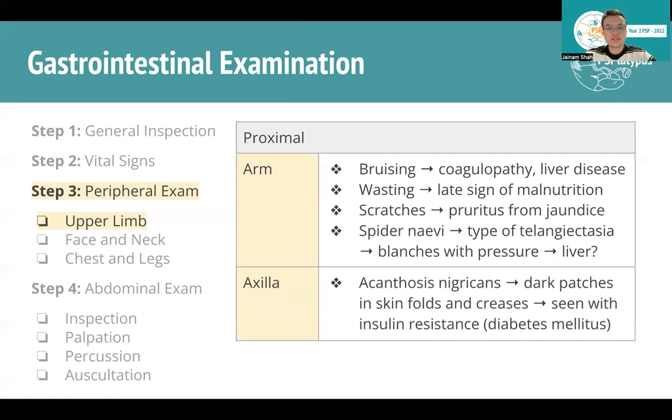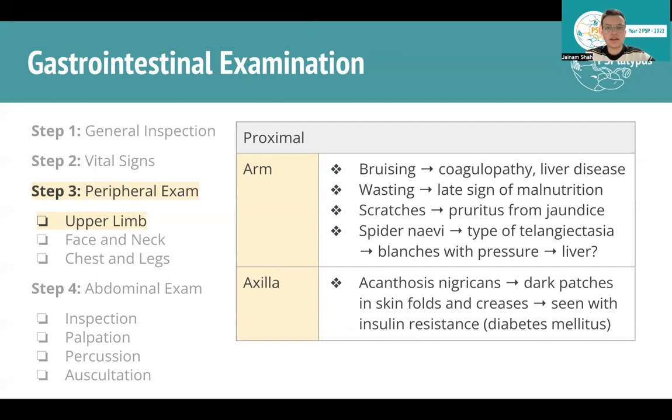Then with spider nevi, again, have a look at this because it's exactly what it sounds like. You've got this sort of red spot in the middle, and you've got little red legs that come off of the central spot. And that's why it's called a spider nevi, because it looks kind of like a red spider. It's a type of telangiectasis. You don't need to know these terms. The main thing is that you want to differentiate these from other rashes. So what happens is that when you press on the central spot, you should find that the legs of the spider will blanch or go away.